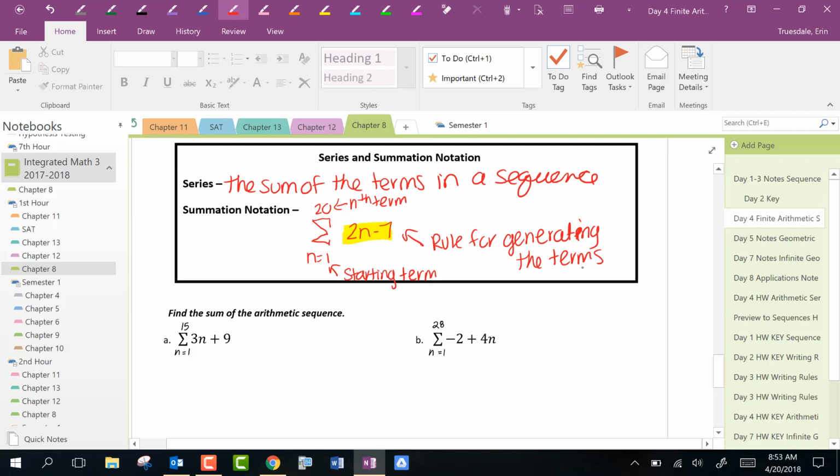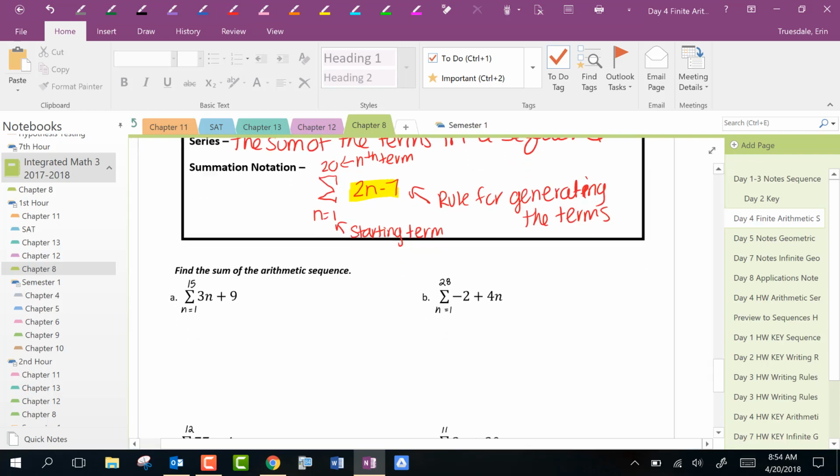Okay, so the beginning tells you, hey, I want you to go from the first term to the 20th term, and this is the rule that's going to generate all your terms. Okay, so we're going to just kind of practice this down below. You still need the same things for the formula. So you still need A1, AN, and N.